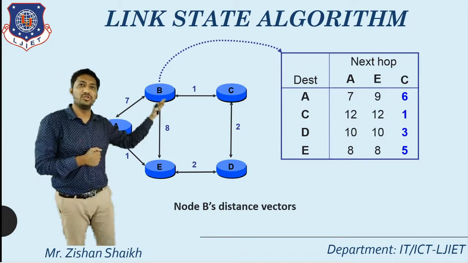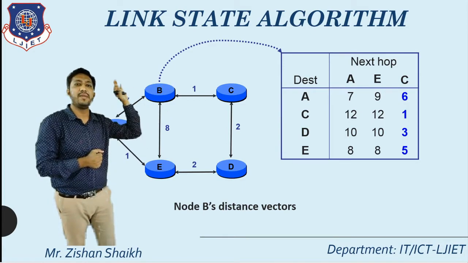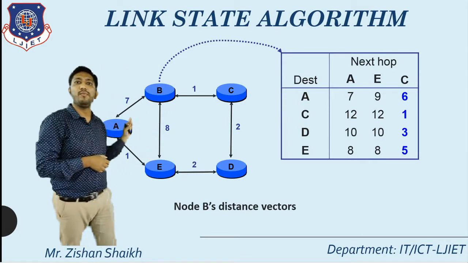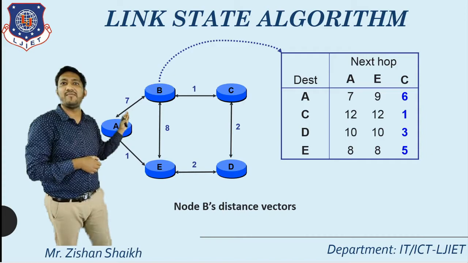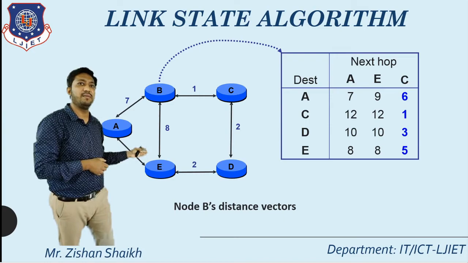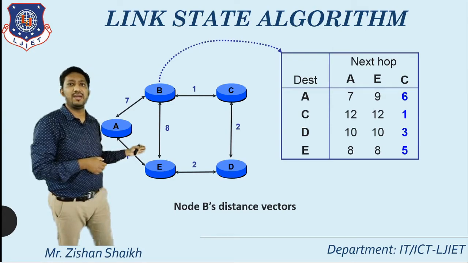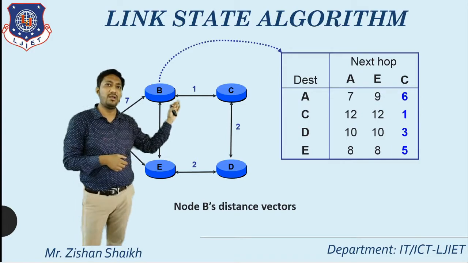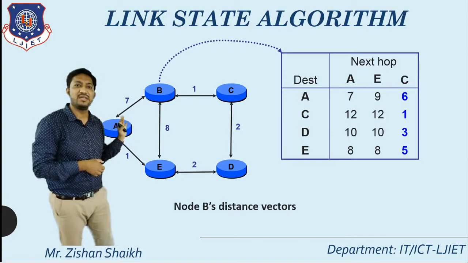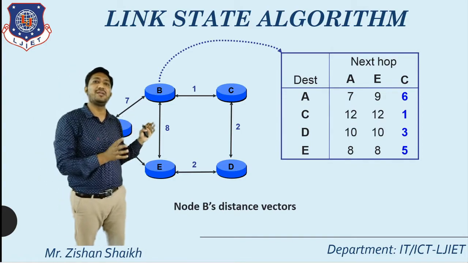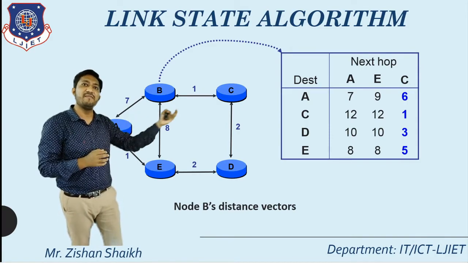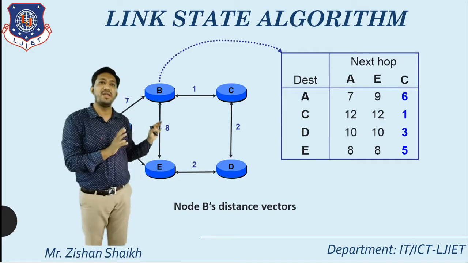For B, if B wants to reach all other nodes, how does it internally calculate the value? From B, if I want to reach A, then my value is 7. That is the first case. From B, if I want to reach E, then my value will be 9. From B, if I want to reach C, then that value will be 6. From these we will take the minimum one. The same way it is calculated for all these destinations.